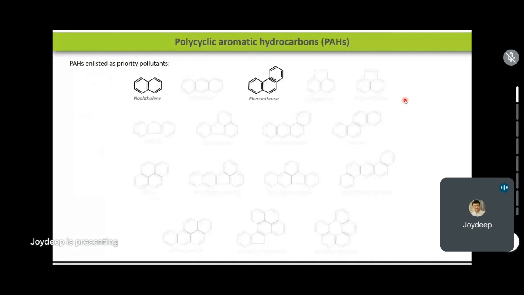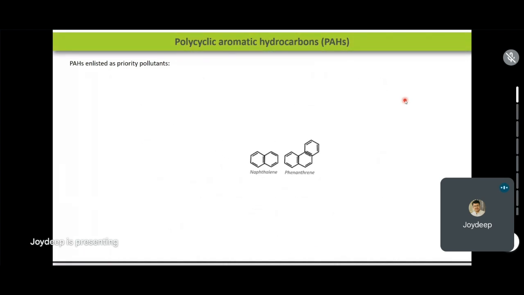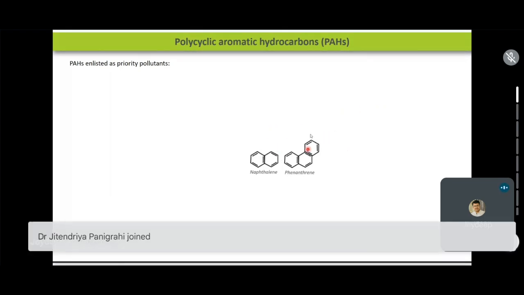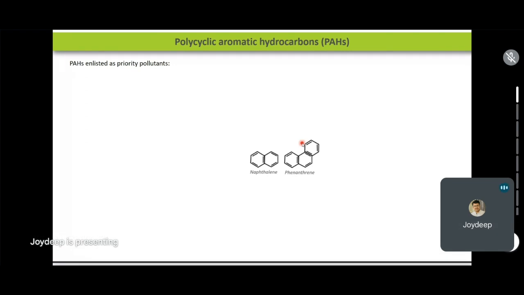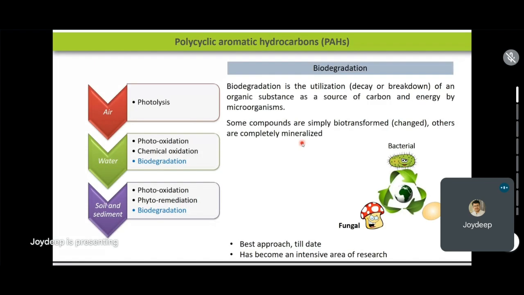Among them, naphthalene and phenanthrene are the two which are most widely studied, because these are the simplest PAH molecules with 2 and 3 ring structures, and they are quite often considered as model compounds to study the degradation of these kind of compounds in the environment.